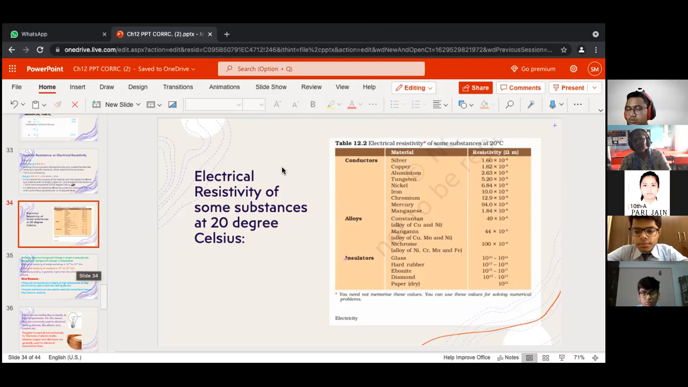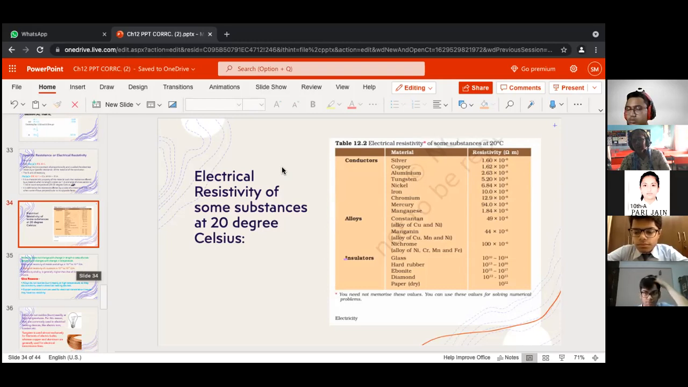For example, if you see constantan, it is an alloy of copper and nickel, right? So copper, nickel, manganese, whatever is their resistance, including this, it will be 49 into 10 to the power minus 6. If we see the individual specific resistance of copper and nickel, they are a little bit lower.